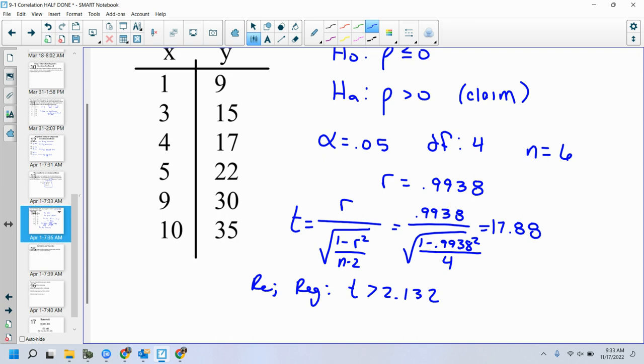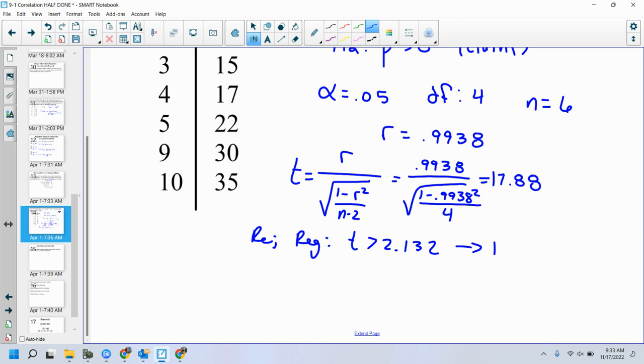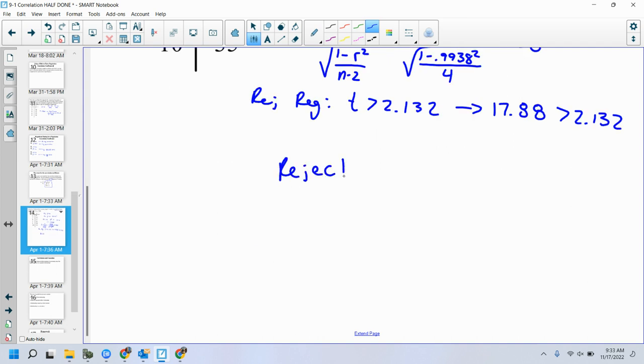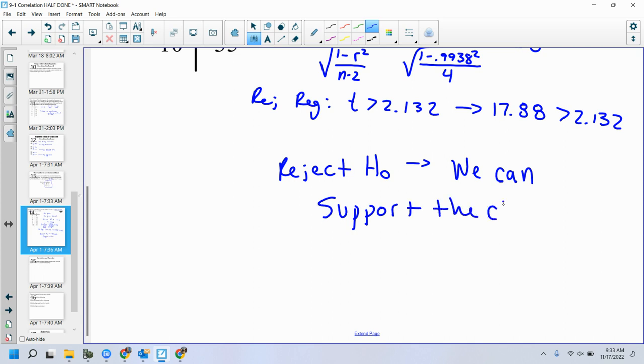Were we successful? Quite successful there. So we can definitively say that 17.88 is greater than 2.132. So therefore, we can reject the null, therefore saying we can support the claim. And what was our claim? That there is a positive linear relationship. At the 0.05 significance level, we can say that we can definitely support the claim that there is a positive linear correlation between these things.